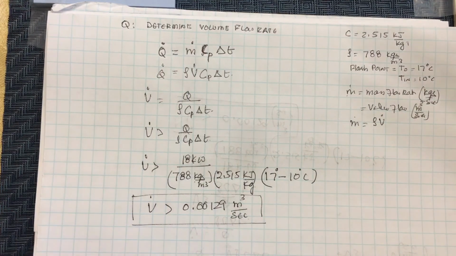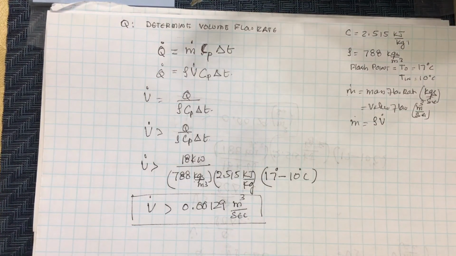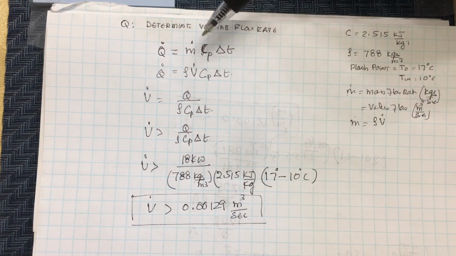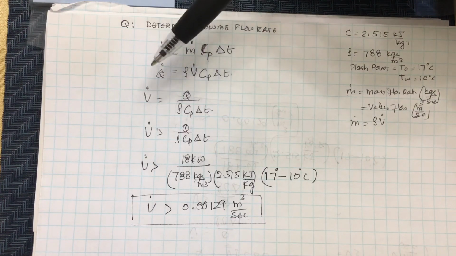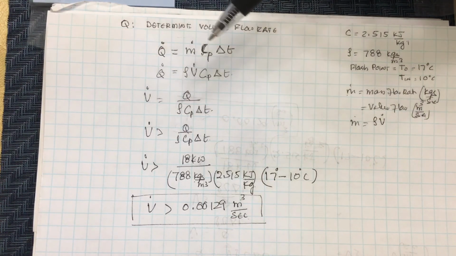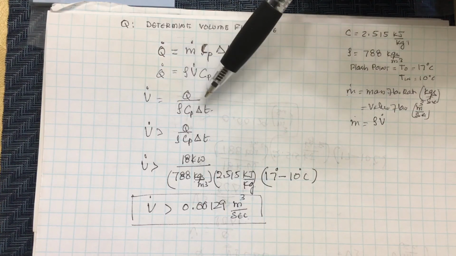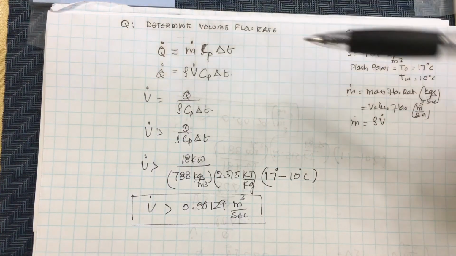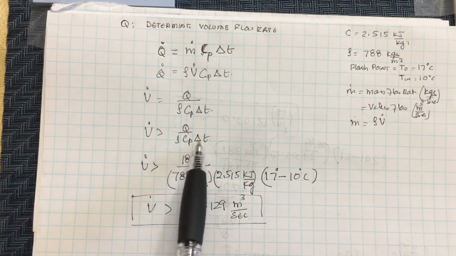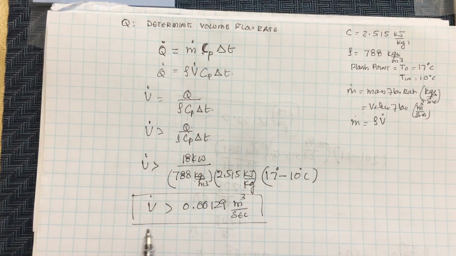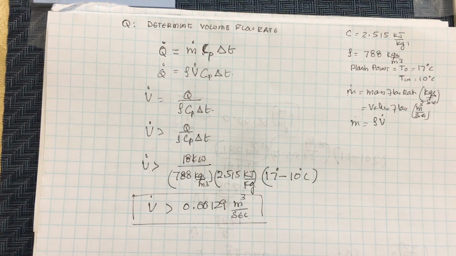So going over one more time, heat flow rate is mass times specific heat times delta T, and rewriting the equation in terms of volume flow rate, rho times volume flow rate times Cp delta T. Our interest is to find the volume flow rate, so we pull the volume flow rate to the left hand side and rewrite the equation, and we want to make sure the volume flow rate has to be greater than, by simplifying, this is the answer. Okay, I hope you understood this.